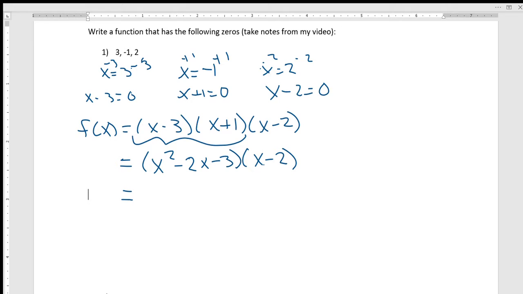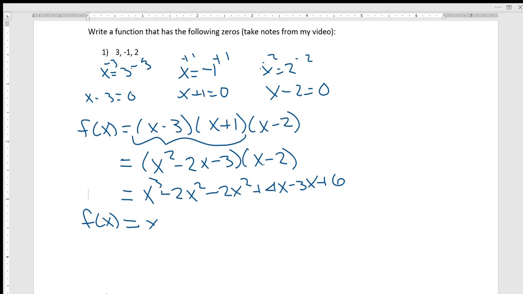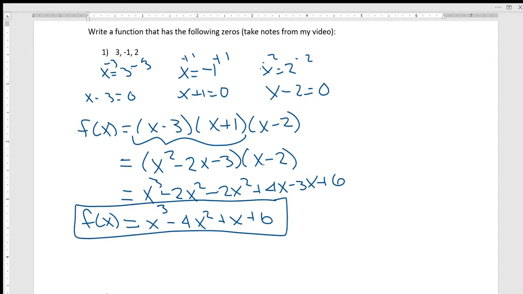We have to distribute the x squared to the x and the x minus 2, and that'll give us x to the third minus 2x squared. Distribute the negative 2x: minus 2x squared again, and plus 4x, and then we'll distribute the negative 3: minus 3x plus 6. For our final polynomial function, we can clean it up just by combining all of our like terms, and we get a polynomial function that has the zeros as indicated.